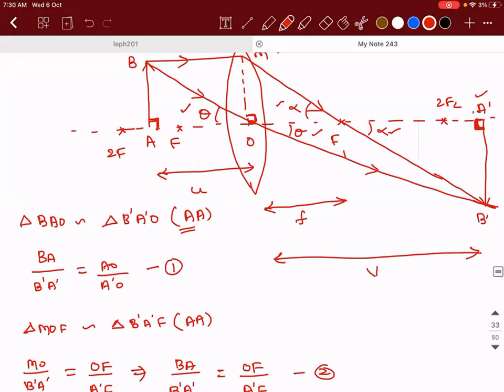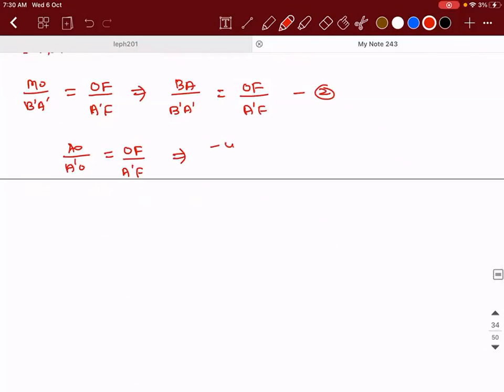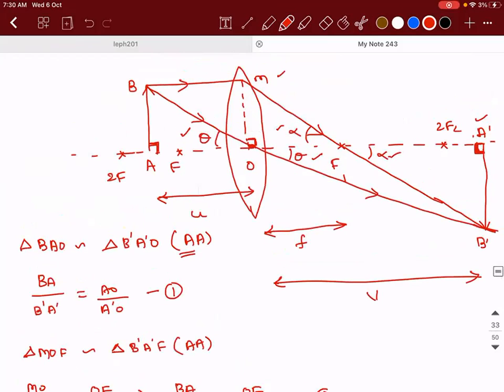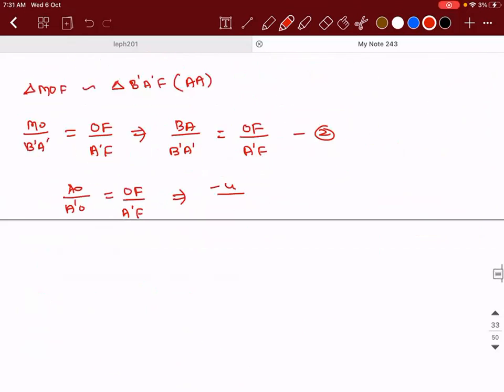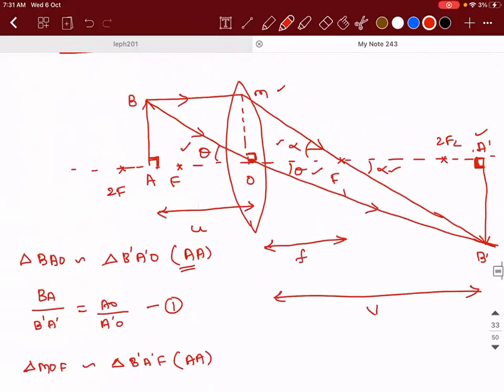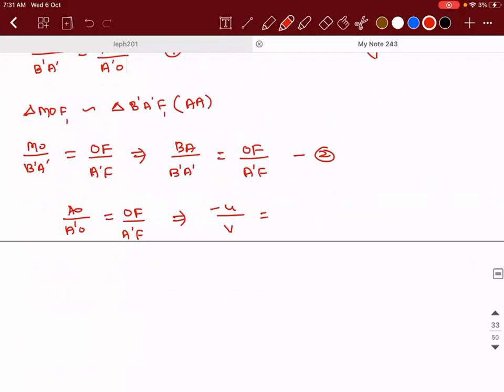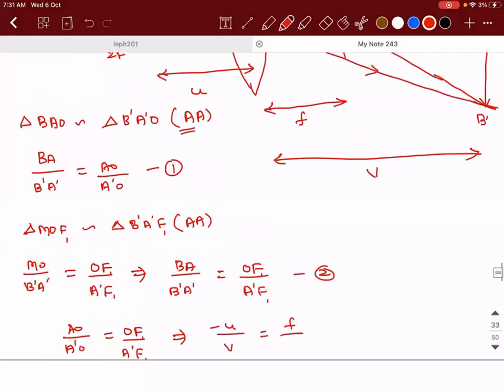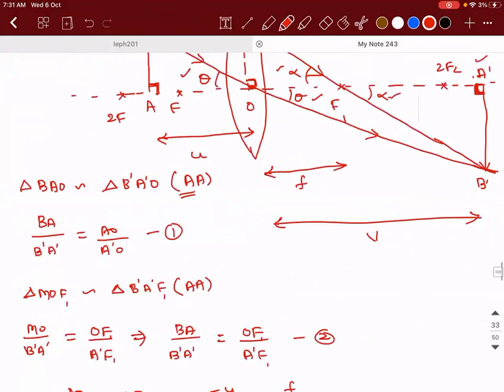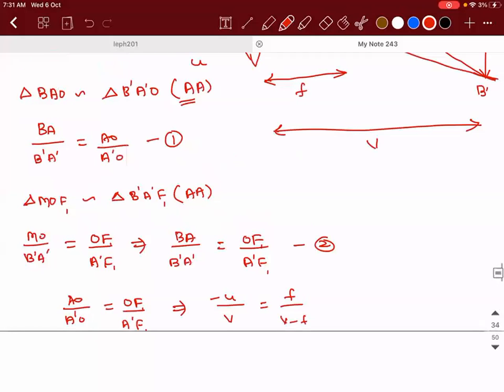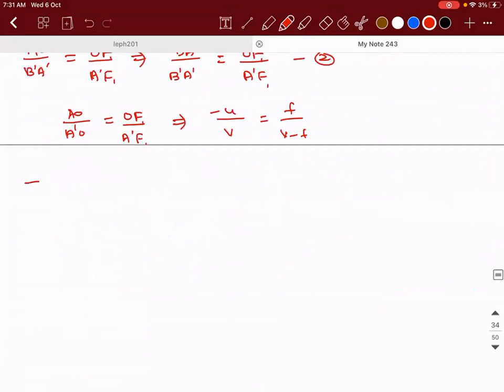Tell me that. What did I say while deriving? Minus U, sir. Which implies minus U divided by, what is A dash O? It's V, sir. Minus U divided by V is equal to, what is OF? F, sir. Actually, I will write it as F1. OF1 will be F, correct. What is A dash F1? V minus F1. Correct. V minus F. Because OF1 is smaller. I changed the name of the point. Which implies minus UV plus UF is equal to VF.